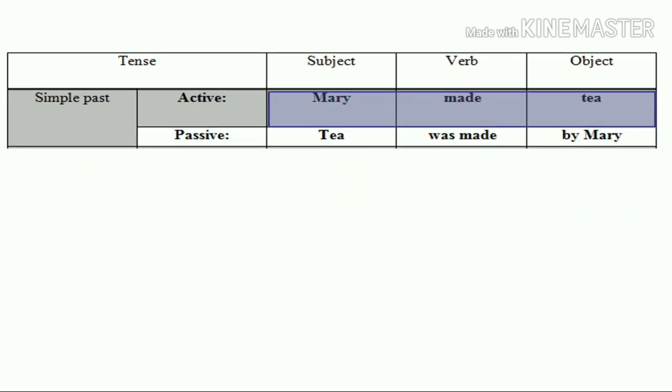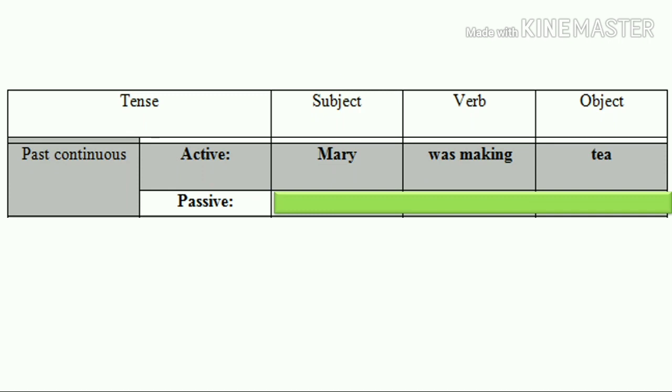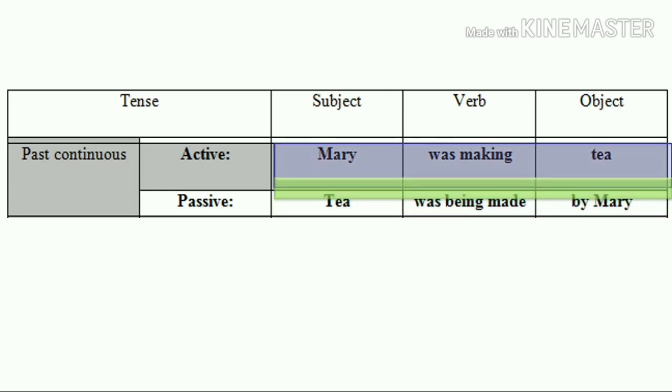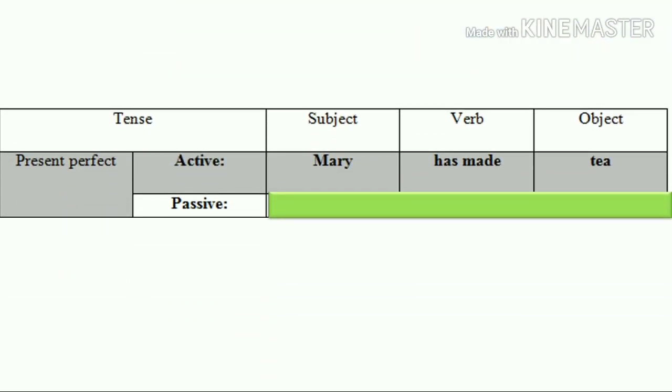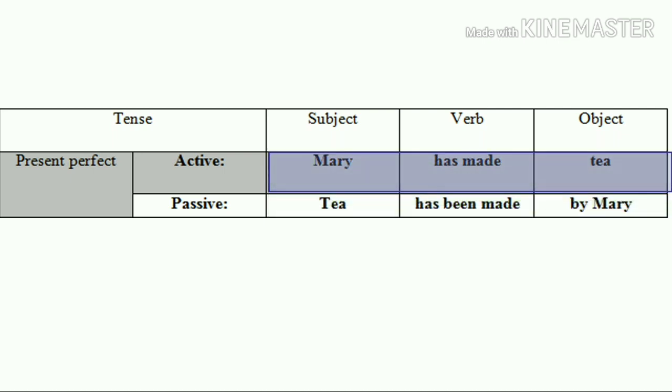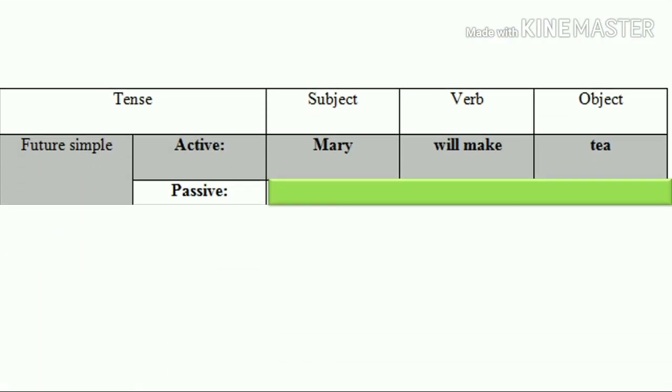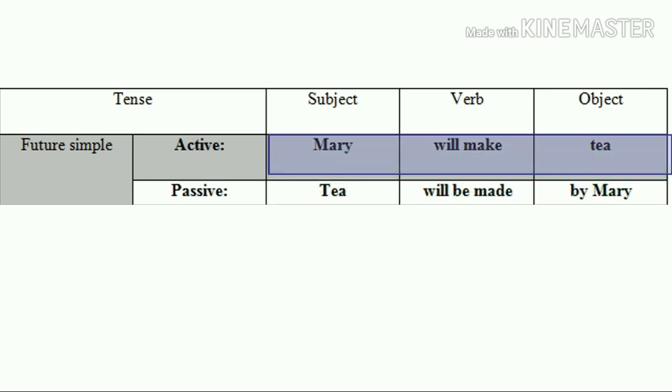Made. Yes. Mary was making tea. So, tea was being made by Mary. Mary has made tea. It becomes tea has been made by Mary.